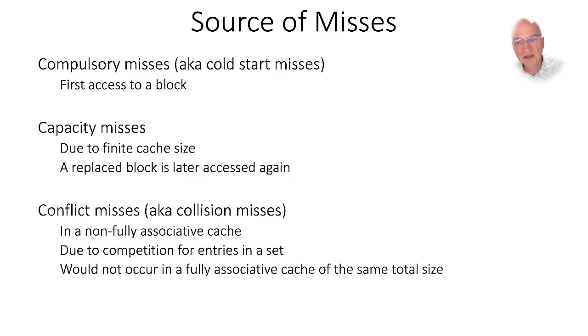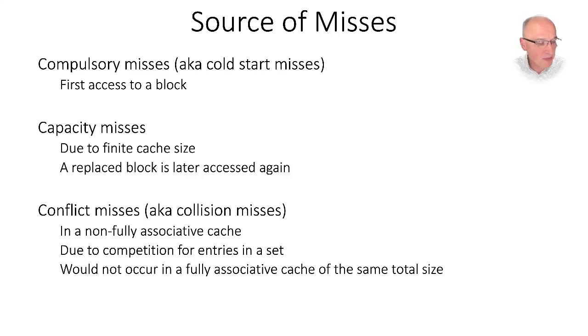And I have conflict misses, also called collision misses. If I have a cache that's not fully associative, I will have these misses because of competition of multiple entries that are trying to go into the same set, and the set doesn't have space for all the entries. Conflict misses cannot occur in a fully associative cache because any block can go anywhere, and the only case where I would then have a miss is a capacity miss because I have filled the entire cache and now I have to throw away something.